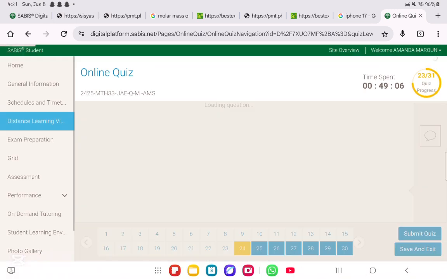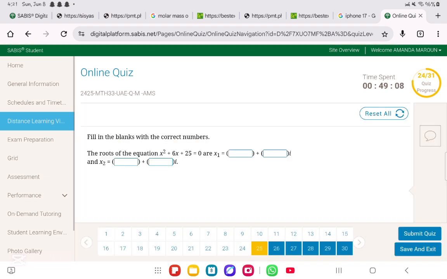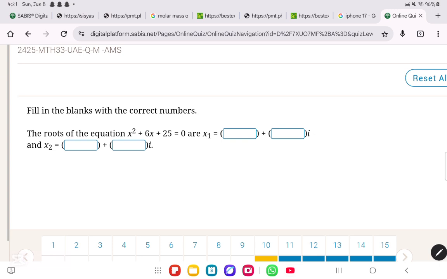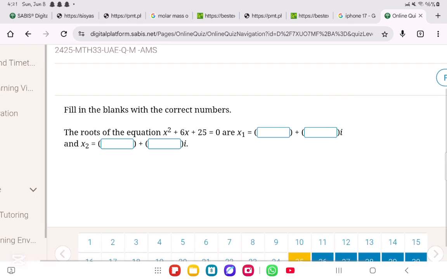We move on to question number 25. What does it say in question number 25? They said that the roots of this equation are this and this. How do we find the roots? For the people that have the option on the calculator, you can do mode 5, 3. For A, you will put 1. For B, you will put 6. And for C, you will put 25. Put it on the calculator, you will get two roots, which are what? Which are minus 3 plus 4i. And the second root, which is minus 3 minus 4i.